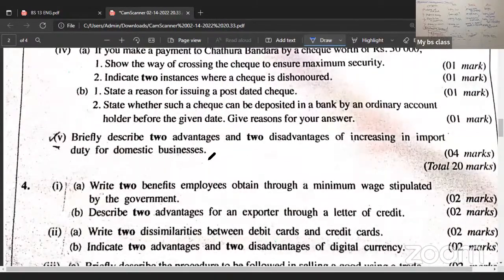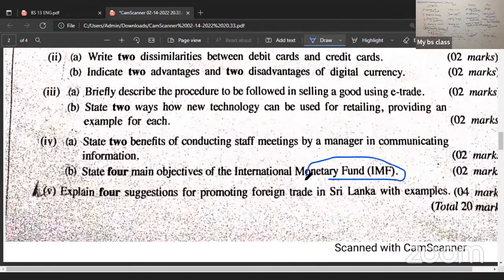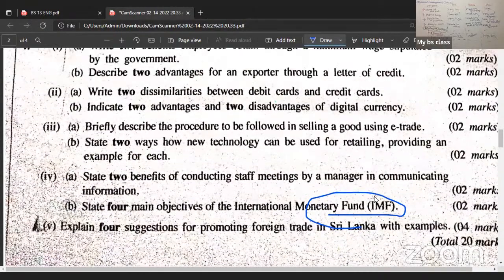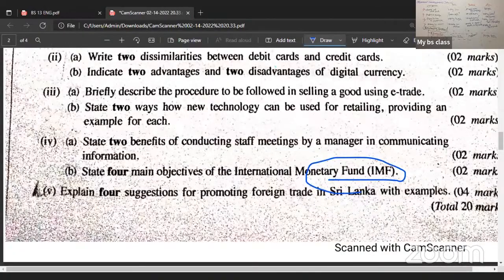Okay, I think yes, right, check the IMF. We have discussed about the IMF. Right, guys, I'll be sharing this one. We can go through. Right.